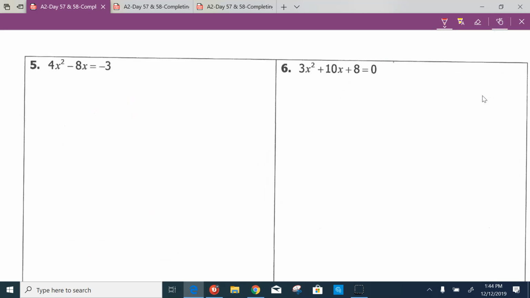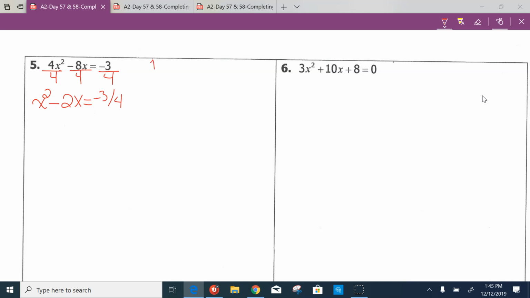Number 5. We have 4x squared minus 8x equals negative 3. It's in the ax squared plus bx equals c form, so step 1 is done, but step 2 is not done. I can't have 4x squared. In order to get rid of the 4x squared, I will divide everything by my a value, which is 4. So what I end up with is 1x squared, because 4 divided by 4 is 1, minus 8 divided by 4 is 2x, equals, and I'll just go ahead and leave this as a fraction, because fractions are our friends.